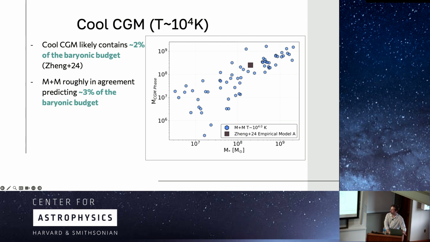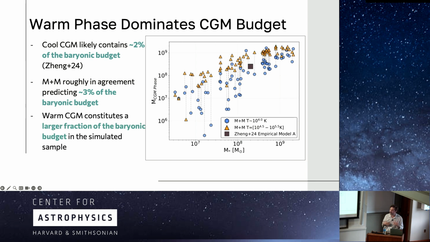Now, the other question then is, this is just one phase of the CGM. So what about the warmer phase? If we do the same analysis with the slightly warmer phase, we see that this dominates the CGM mass. So across stellar mass, the warm CGM does constitute the majority of the baryonic fraction, as well as the total mass in the CGM. So I think this really motivates that beyond these lower ions, it will be really interesting and important to detect this warmer phase and study it to really understand the CGM around dwarf galaxies.